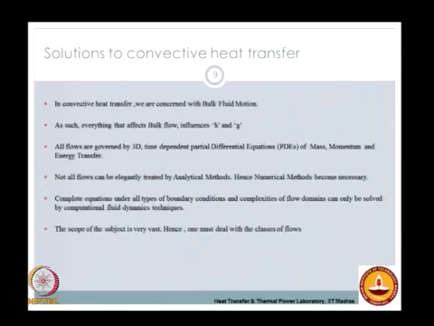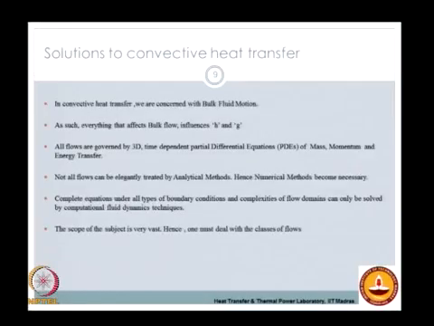So when you look at the solutions to convective heat transfer, we are mostly concerned here with the bulk fluid motion, and so anything that affects the bulk flow influences your heat transfer coefficient effectively, and also the mass transfer coefficient. Here I call the mass transfer coefficient G and the heat transfer coefficient H.